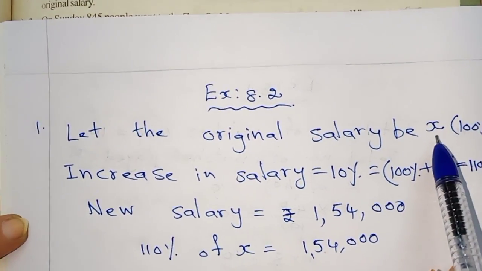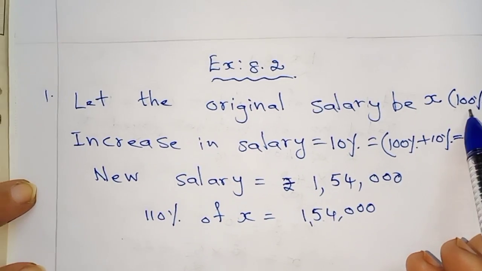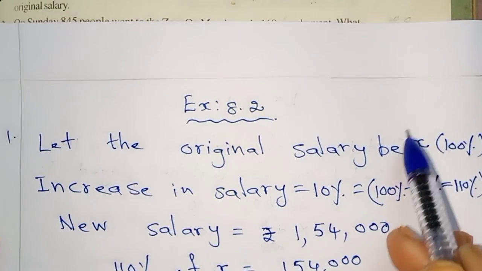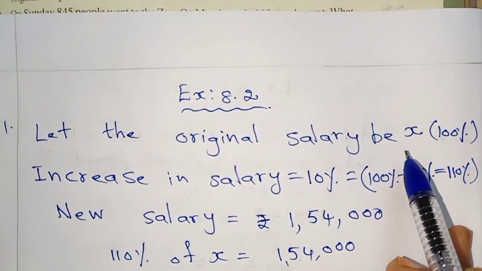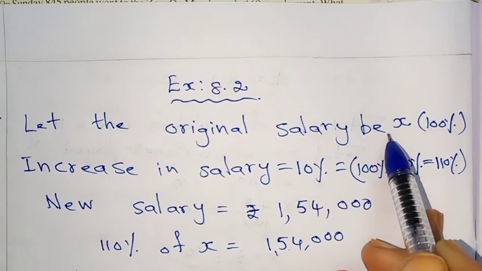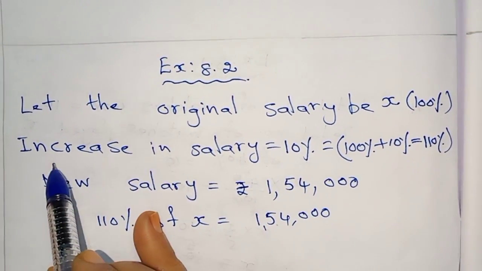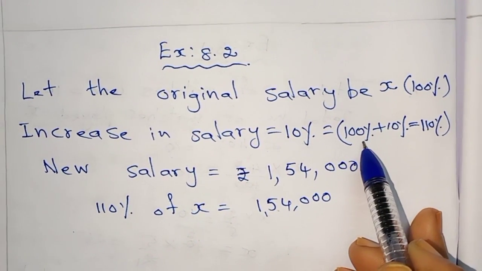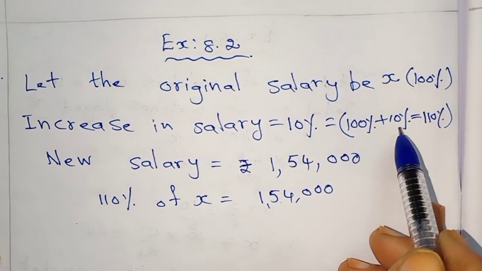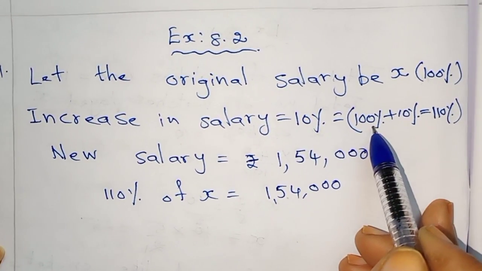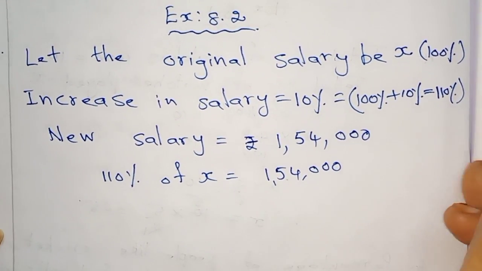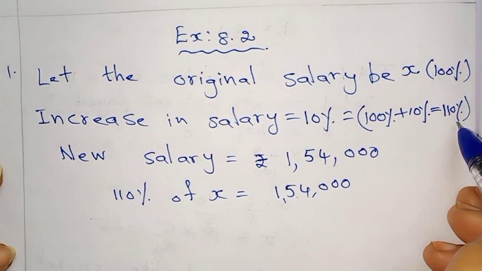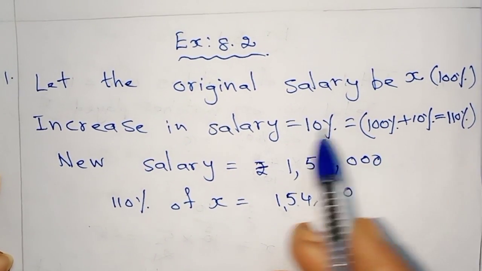So this original salary is 100%. Then there is a hike of 10% in the salary. That means in X, 10% is increased. So the original salary is 100% and there was a hike of 10%. So 100 plus 10 is 110. So what is the new salary? The percentage of the new salary is 110%.